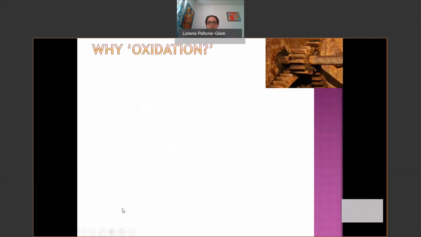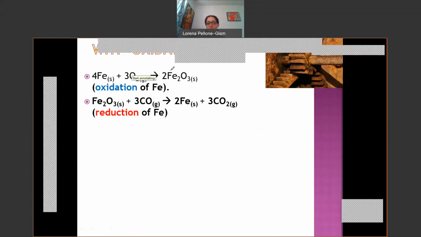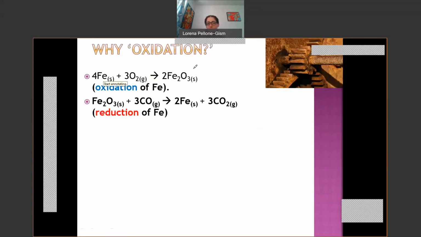Now, why is it called oxidation? Again, you don't need to write any of this down. But in the past, they called this oxidation of iron and this reduction of iron. And as you can actually see, in oxidation, the iron is gaining oxygen. So you look at the products, it's got oxygen added to it, and the reactant has no oxygen. So it makes sense that they'd call that oxidation.